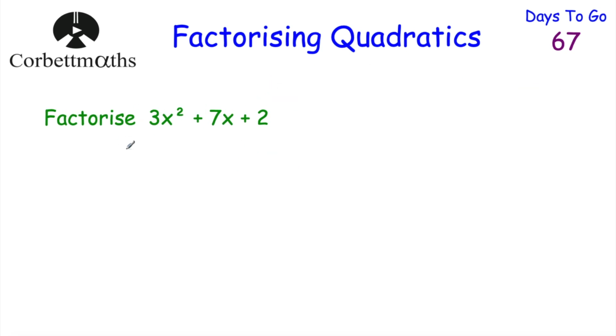Okay, so now let's have a look at how to factorize a quadratic in the form of 3x squared plus 7x plus 2. So we've been asked to factorize this, and this is a bit different than the ones we've looked at so far, because instead of it being 1x squared or x squared, it's 3x squared. Okay, so we've got 3x squared plus 7x plus 2.